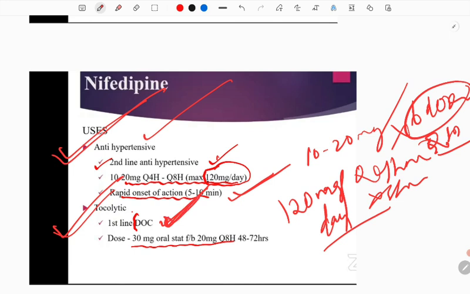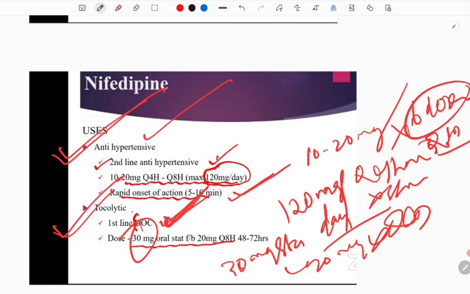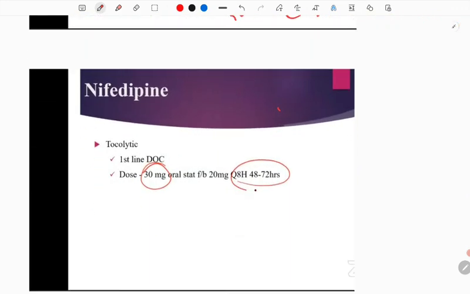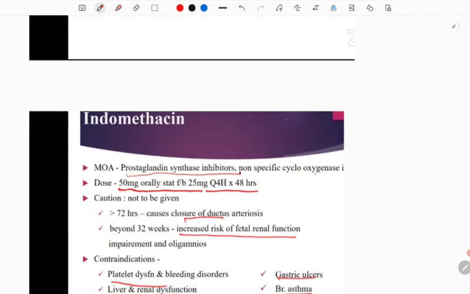If you use it for tocolysis, first line is 30 mg oral start, then 20 mg QID or TDS, till steroid coverage. Tocolysis 30 mg, then 20 mg.